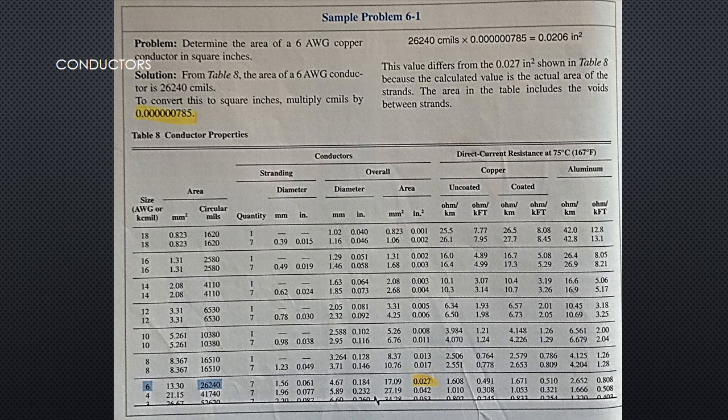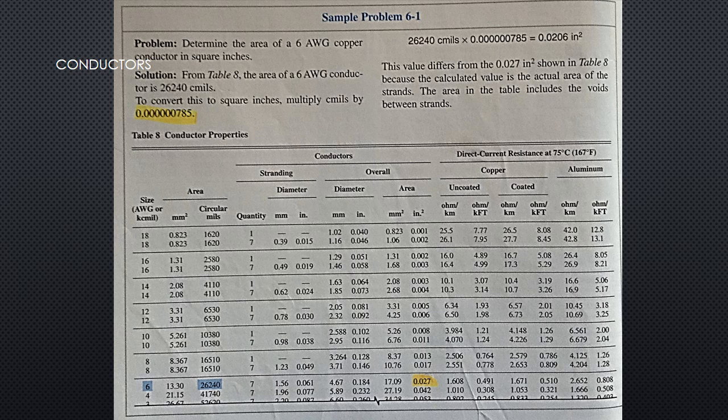Just to discuss a sample problem 6-1: determine the area of a 6 AWG copper conductor in square inches. The solution is, from table 8, the area of a 6 AWG conductor is 26,240 c mils. Again, you can find that in table 8 of chapter 9 of the NEC.